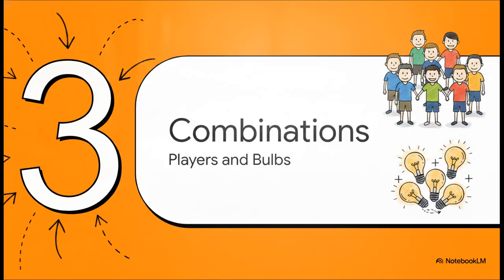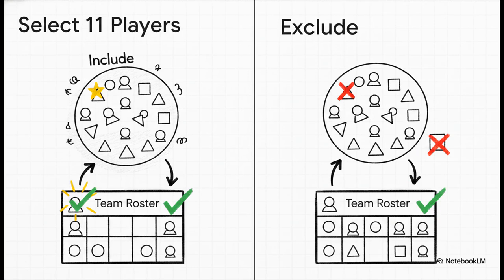All right, Section 3, combinations, players, and bulbs. We just conquered permutations where order matters, so this signals a shift in logic to where the order of selection doesn't matter at all, kind of like picking a team. Imagine you're selecting 11 players out of a 16-player roster. The total sample space is simple enough: 16 choose 11. But what if the exam asks for the probability that a team includes a particular star player?